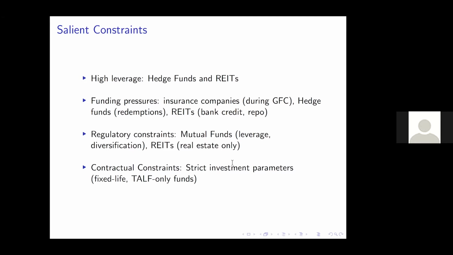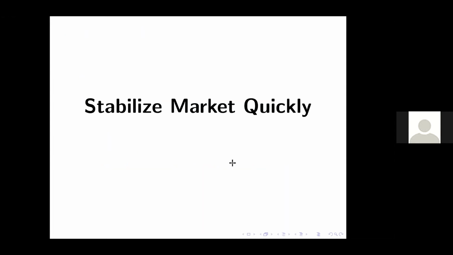If the New York Fed rejected a CMBS CUSIP, TALF-only funds, in part, could not hold this CMBS and had to sell it, potentially at a loss, because they were required to get TALF funding for it according to their own investment plan. Okay, so how do we stabilize the markets quickly?